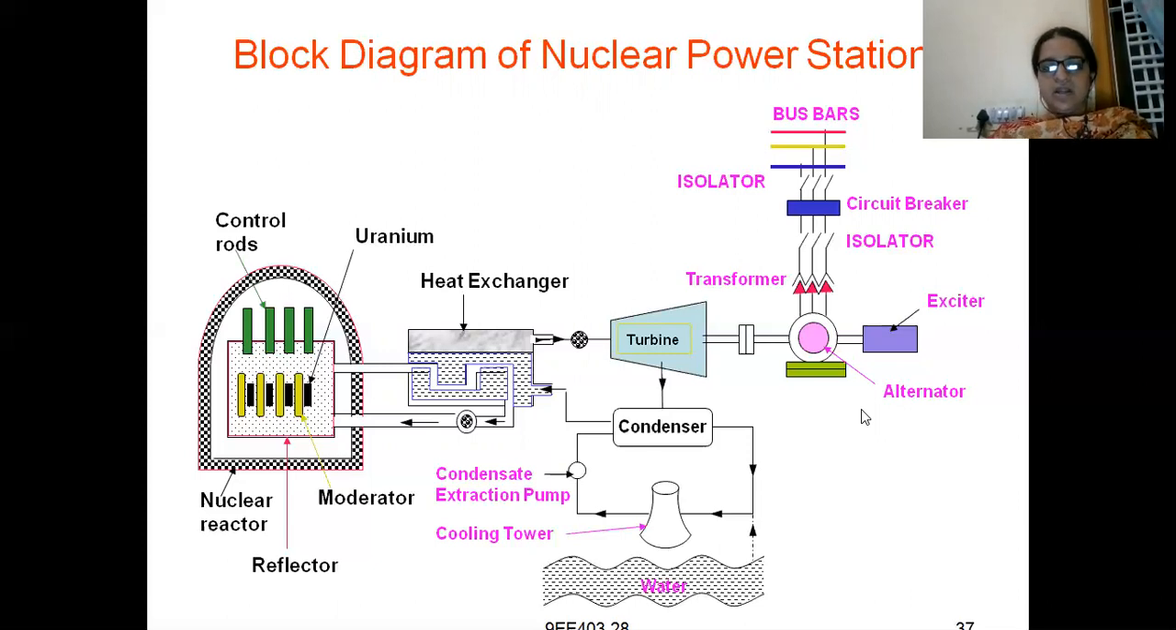In a nuclear power plant, the black colored small rectangular blocks are uranium, which is our nuclear fuel. I mean the isotope of uranium, which is uranium 235. In between.